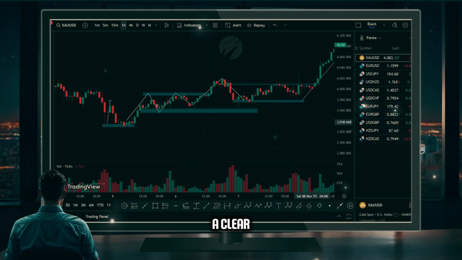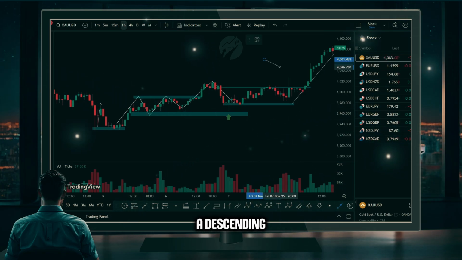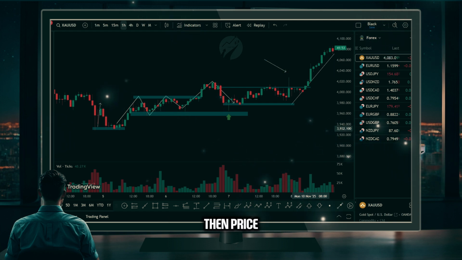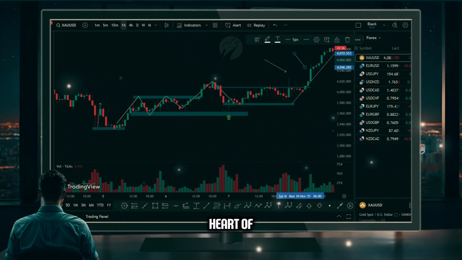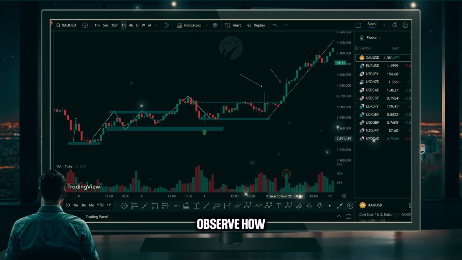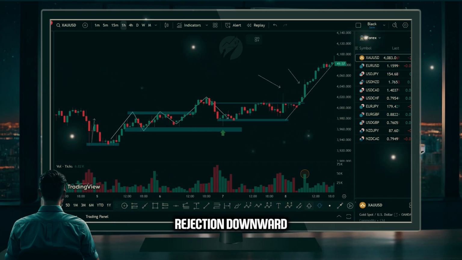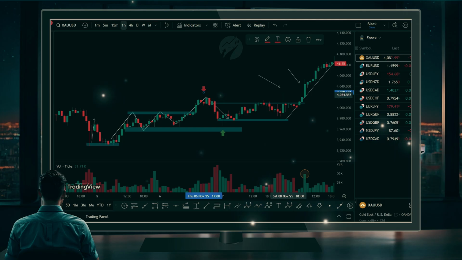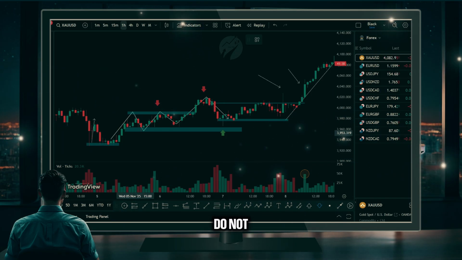Imagine you're looking at a clear downtrend, lower highs forming one after another, the market dropping like a runaway train. You draw a descending trend line connecting the highs. Then price starts moving up toward that trend line. This is the moment I want you to focus on because it is the heart of this method. When price touches the descending trend line, you must observe how the market reacts. A touch followed by a strong rejection downward is the clearest signal. The selling force is still there, the trend still dominates, and the market is telling you, do not go against me.